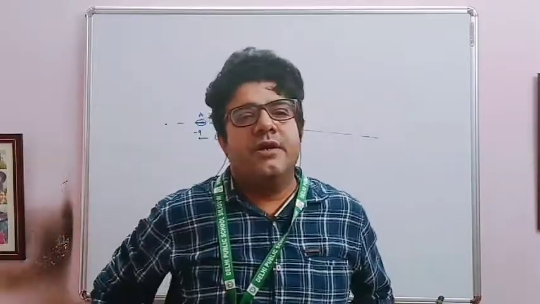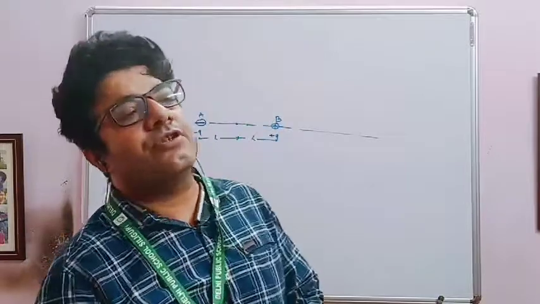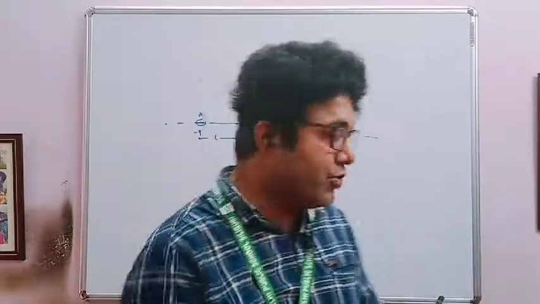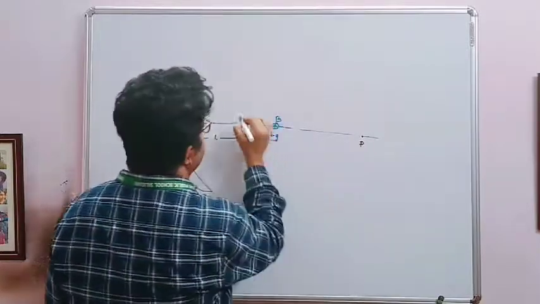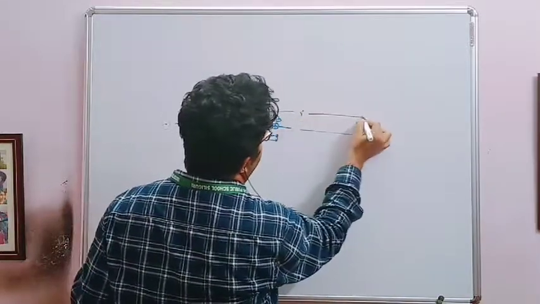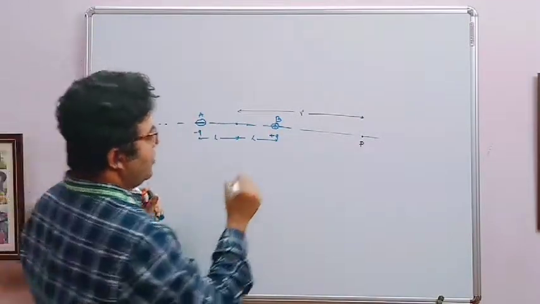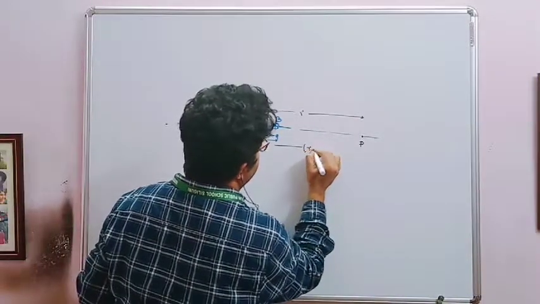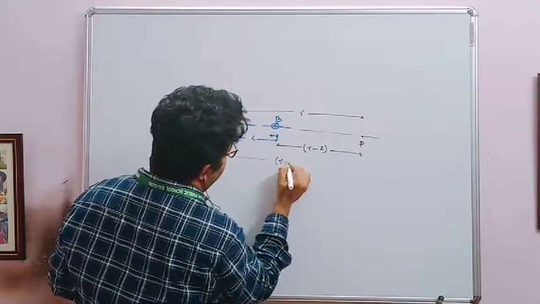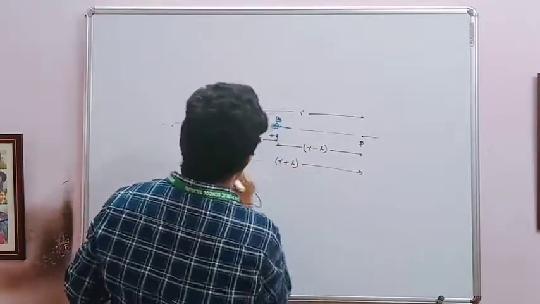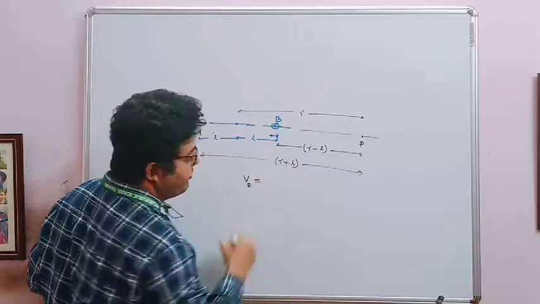So first we have to calculate for the axial position, which is sometimes also called the end-on position. Suppose P is a position at a distance r from the center of the dipole. Let this distance be r minus L and this distance be r plus L. Now we have to find the potential at P.